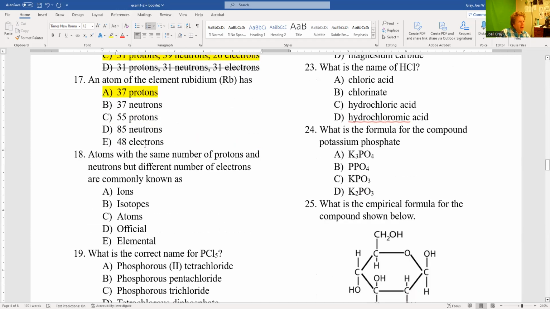Okay, question number 18. Atoms with the same number of protons and neutrons will, but different number of electrons. So we're comparing two different atoms that have the same number of protons, and they both have the same number of neutrons, but their number of electrons differ. These are known most commonly as ions. And a good alternative to that question is, if you had different numbers of neutrons, what are you talking about? You're talking about different isotopes. If you're talking about different protons, then you're talking about different elements altogether.